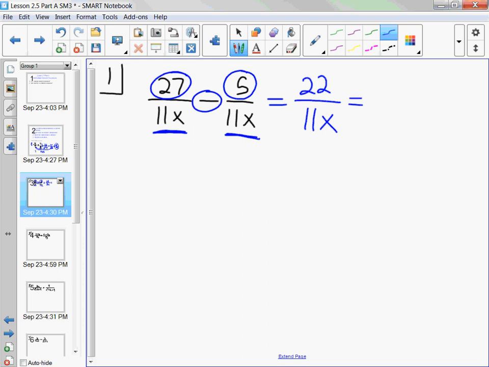Now, I can simplify this. 22 can be written as 2 times 11, and so I can see that the 11s cancel out. And I get 2 over x. And that's my answer. Go ahead and pause the video and do problem number 2 with your partner.